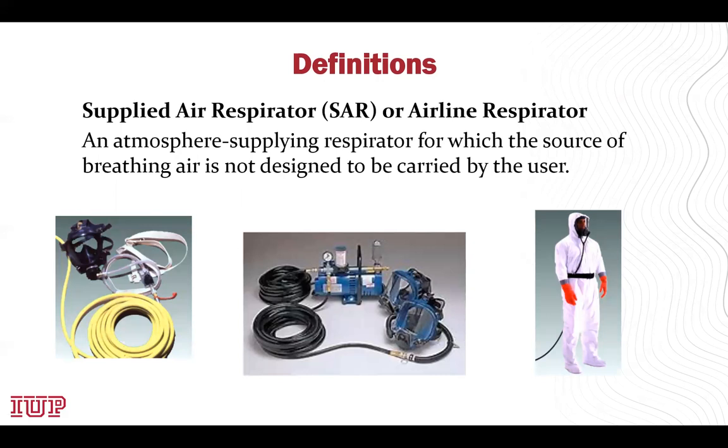Supplied air respirator, or SAR, airline respirator, is an atmosphere supplying respirator for which the source of the breathing air is not designed to be carried by the user. Again, we talked about these already. You have the pump, or you have plant air. Breathe through, then you have a longer hose, so you can walk around, but you don't have the heavy device to carry around with you.